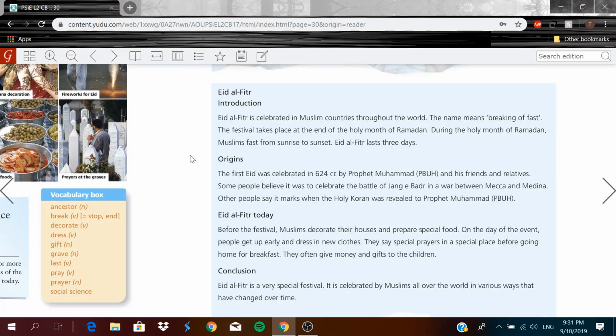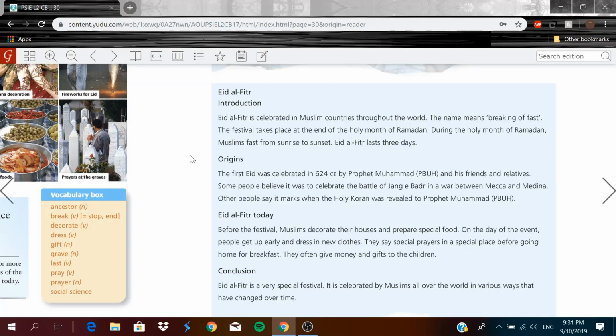Origins. The first Eid was celebrated in 624 Common Era by Prophet Muhammad and his friends and relatives. Some people believe it was to celebrate the Battle of Badr in a war between Mecca and Medina. Other people say it marks when the Holy Quran was revealed by Prophet Muhammad.